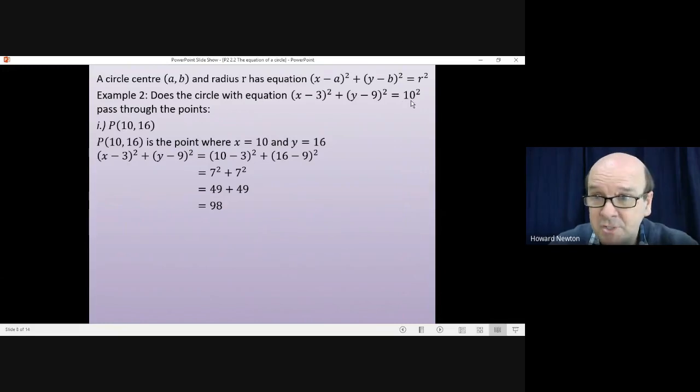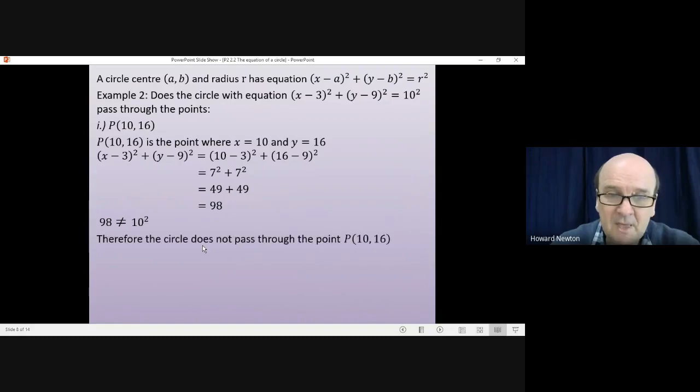I wanted to get 100, 10 squared. Now, if I got 100 for the answer, that would mean that this point is on the circle. It's on the circumference of the circle. I nearly got 100, but I didn't. So 98 doesn't equal 10 squared. It doesn't equal 100. Therefore, the circle does not pass through the point P (10, 16).